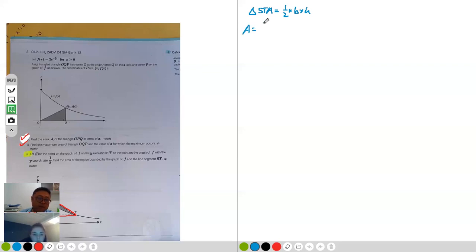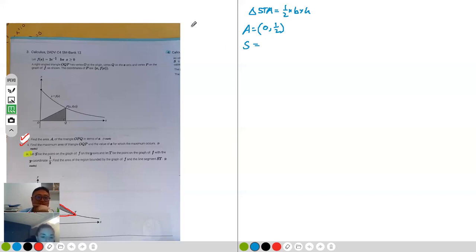Now, can you tell me the coordinates of A? A is going to be quite easy. What are the coordinates of A? 0. Yeah. So X coordinate? 0. Yep. Y coordinate? Now, what would the coordinates of S be?